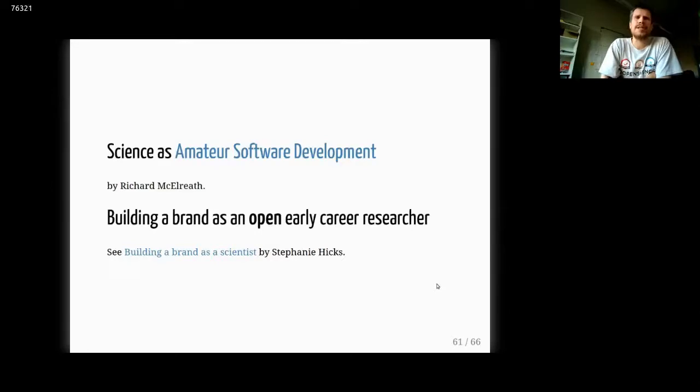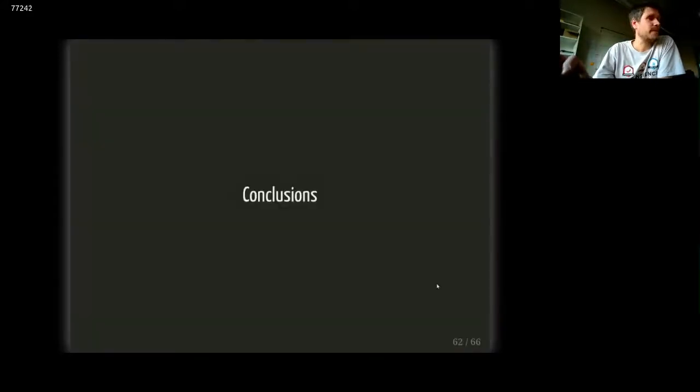And another real point, especially as early career researchers, is to build a brand as an open and reproducible researcher. There is a link to a blog post by Stephanie Hicks that was posted yesterday that I think is really, really important. Nowadays, to be a researcher is not only about doing your work on your own in your office. You need to promote what you do, and if what you want to do is open and reproducible research, you should definitely brand yourself as an open researcher.